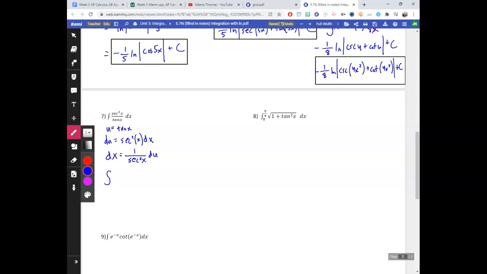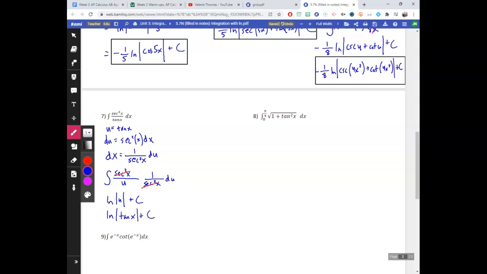So we have the integral of u in the denominator, secant squared of x, and 1 over secant squared of x du. Those divide out. So we get natural log of u, and so we get natural log of the tangent of x.